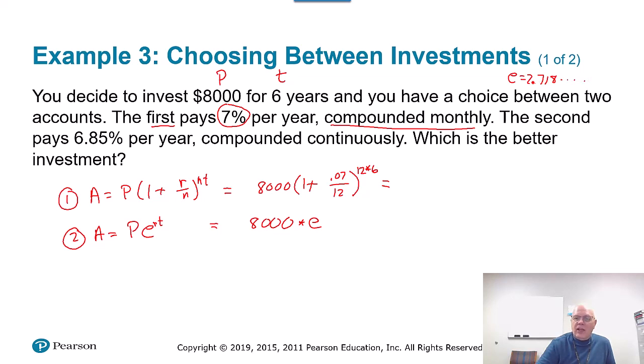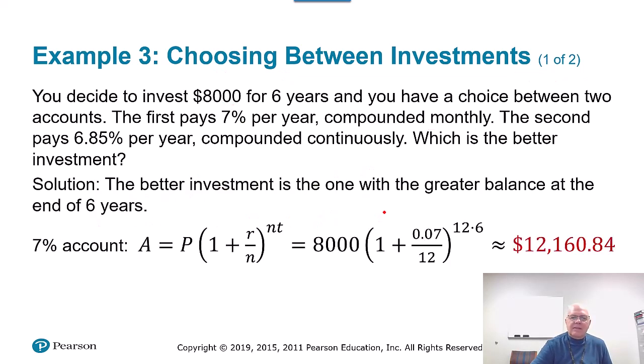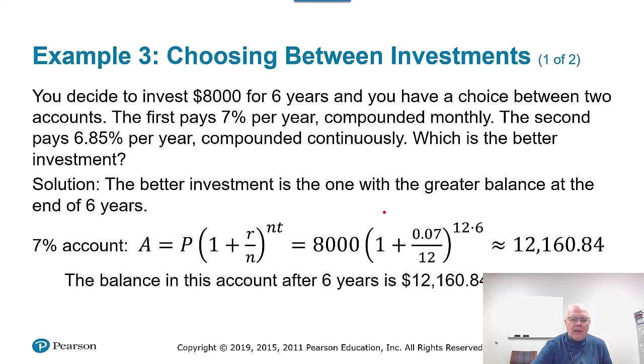And there's a special key on your calculator to give you the calculator approximation for e. And e has an exponent of r times t. R is 0.07. T is 6. And then you can compare those two. Let's see what happens. The first account, using the monthly compounding at 7%, you get $12,160.84.